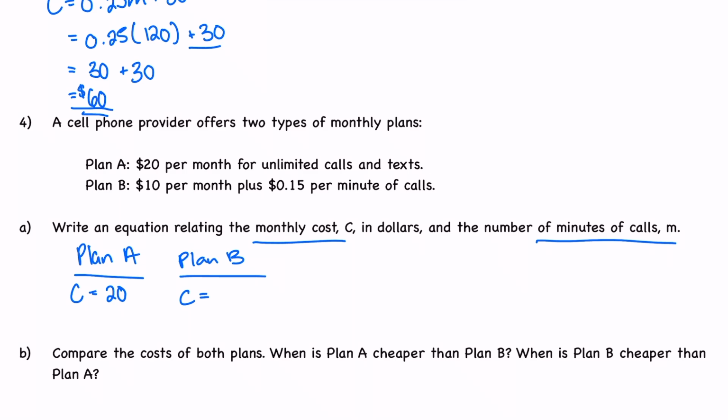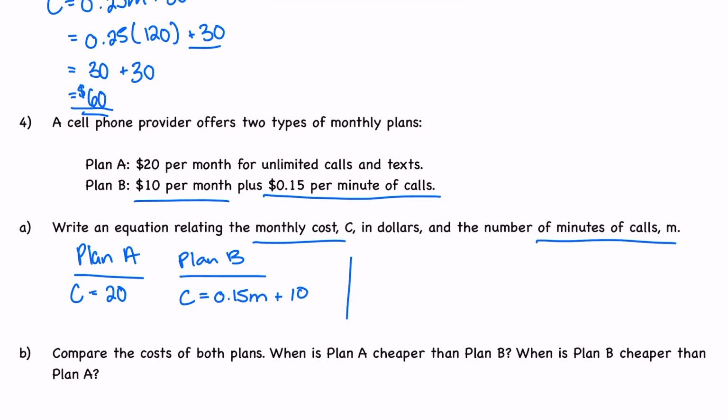And for Plan B, it's $10 per month, so that's our flat rate. You have to pay it regardless, plus 15 cents per minute of calls. So 15 cents for 1 minute, 30 cents for 2 minutes, etc. So for plan B, our monthly cost C is going to be equal to 15 cents or $0.15. And we put it in dollars because we want our cost to be in dollars as well. So we want to keep our units consistent. So C is going to be equal to 15 cents per minute, so times the number of minutes, plus our flat rate, so adding our $10 that we have to pay regardless.